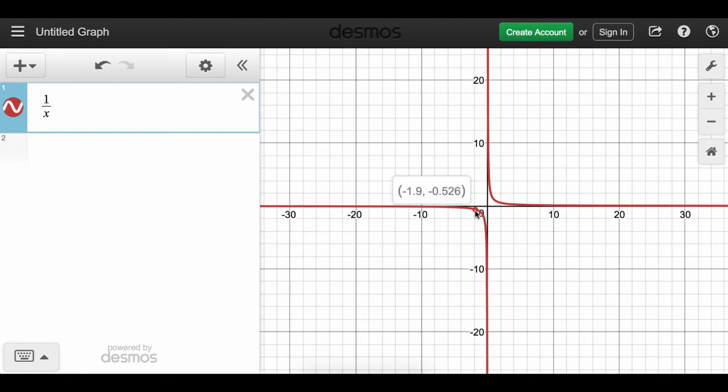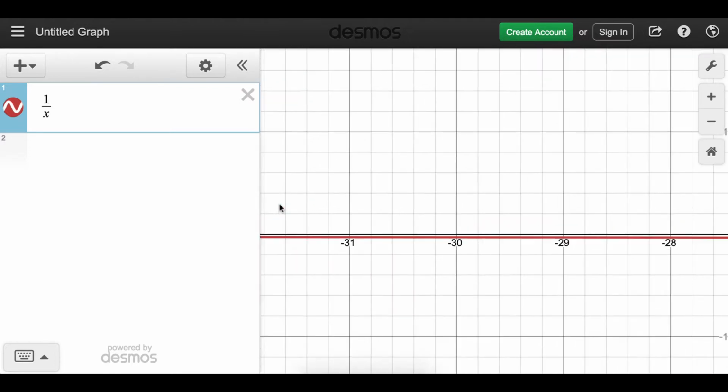As I put smaller and smaller values of x, so right here is minus 5.2, and then it becomes minus 9.4, and then minus 14, and so forth. The smaller and smaller values I put into f of x, my y values become closer and closer and closer to 0. So right here is minus 0.047, and then 0.04, and then minus 0.3.